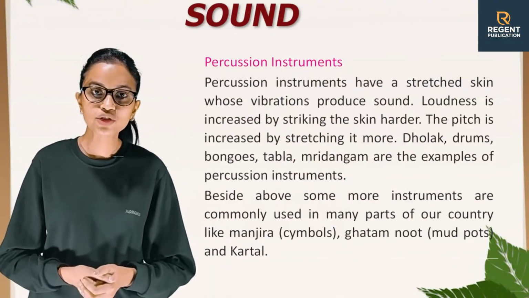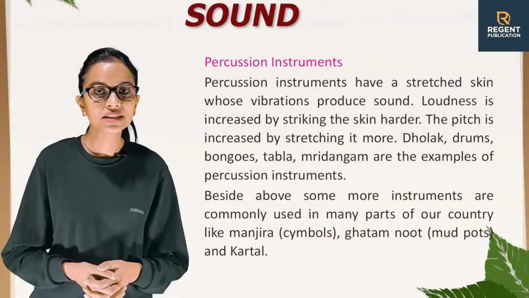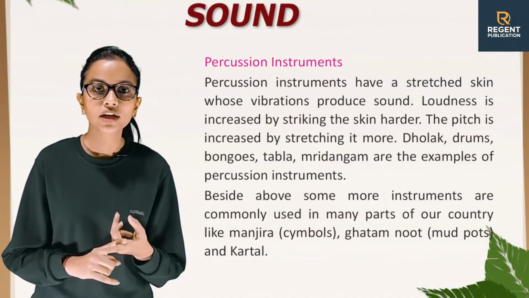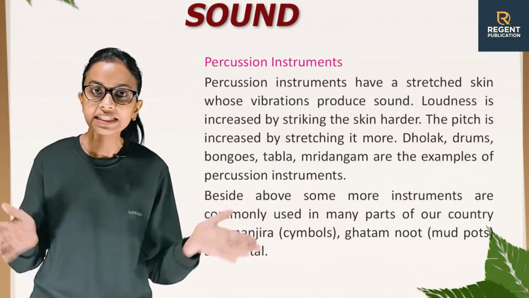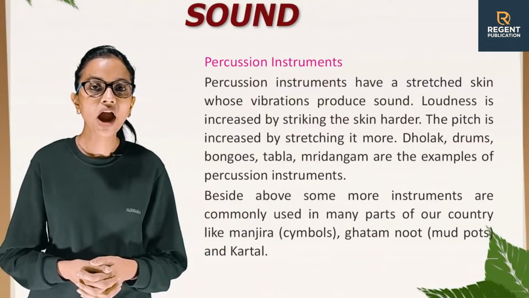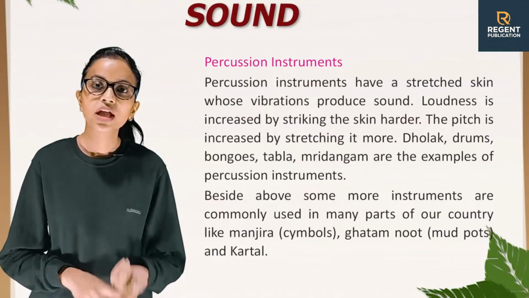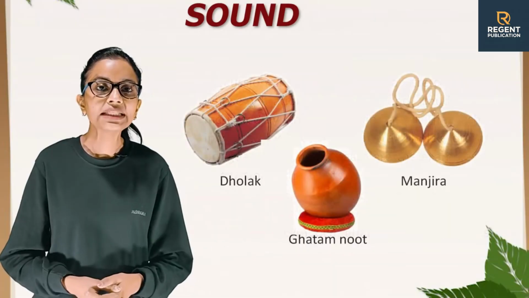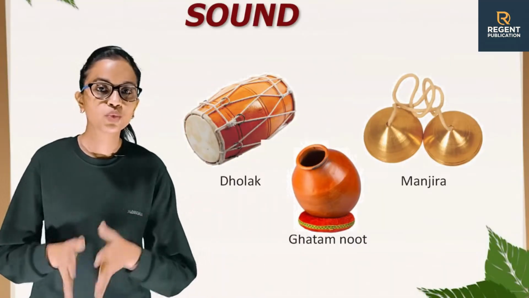Percussion instruments have a stretched skin whose vibration produces sound. Loudness is increased by striking the skin harder. The pitch is increased by stretching it more. Dholak, drums, bongos, tabla, mridangam are the examples of percussion instruments. Besides the above, some more instruments are commonly used in many parts of our country like manjira, cymbals, ghattam, nut, mud pots and kartal. And these are the pictures of dholak, manjira and ghattam.